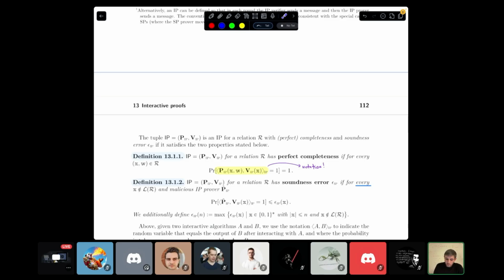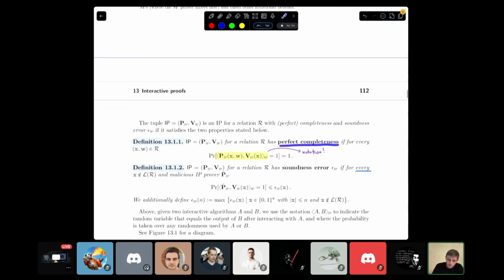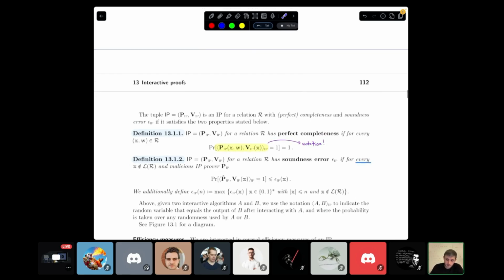Good. So basically, what we want to say is that if X and W are in the relation, the probability over the randomness of the prover and the verifier that the decision bit is 1 is 1. So we call this perfect completeness. Sometimes people define this with some other probability, but in this book we are mostly interested in the probability being 1. That is perfect completeness.